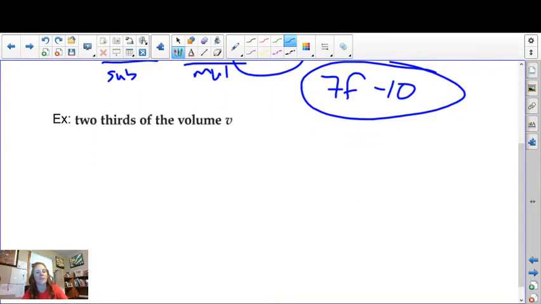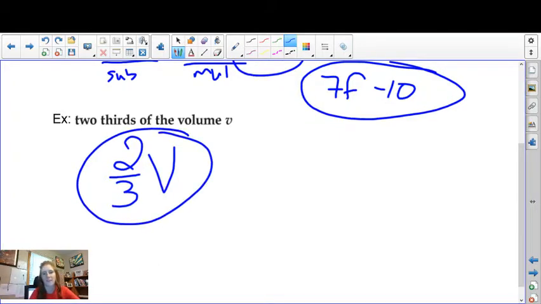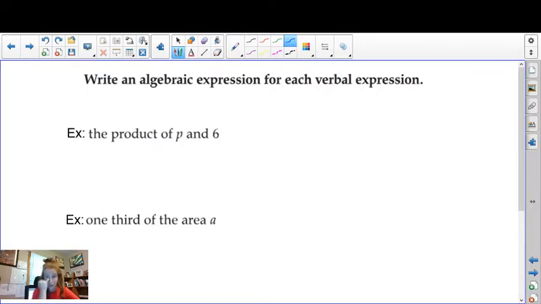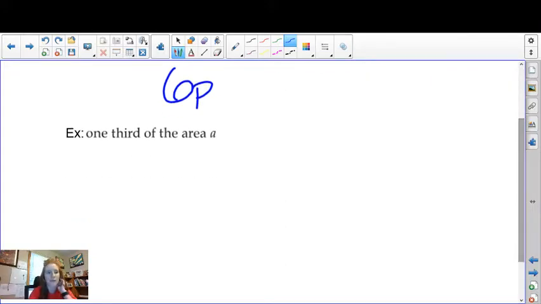Next one, 2/3 of the volume V. So 2/3 is simply a fraction. The word of means multiply, and then the volume is going to just be the letter V. That one wasn't that difficult. Okay, same directions, new problems. The product of P and 6, so 6 times P or P times 6, so 6P. And 1/3 of the area A, so 1/3 times the area value, which is A.